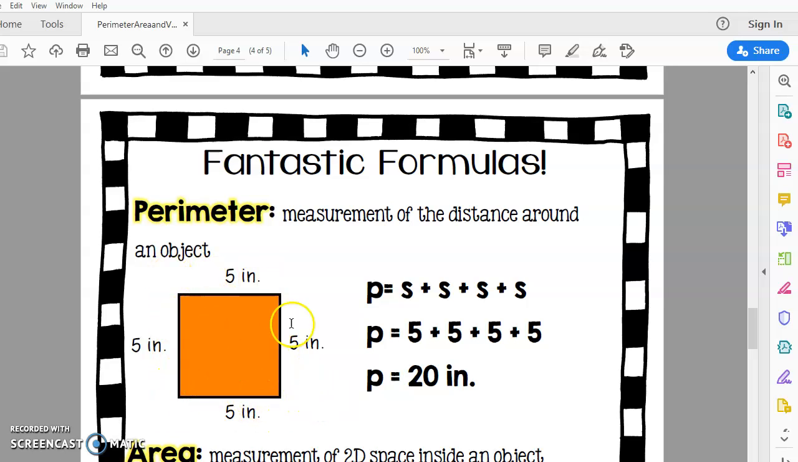If we're talking about this square, 5 plus 5 plus 5 plus 5 is 20. So if you look here, the formula, you're adding all the sides together and your total is 20 inches. When you're looking at perimeter, think about the fence around your yard. Think about a picture frame. You're not going to put a frame over the picture, you're going to put the frame around the picture. All this is talking about perimeter.